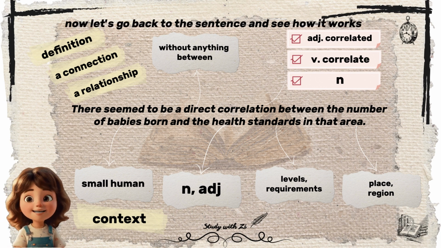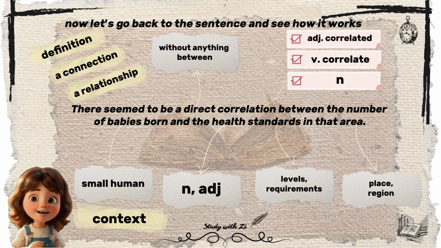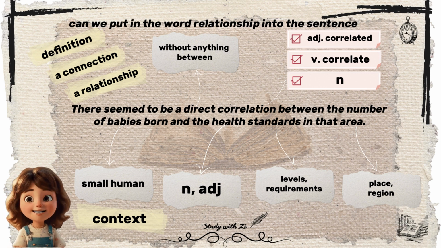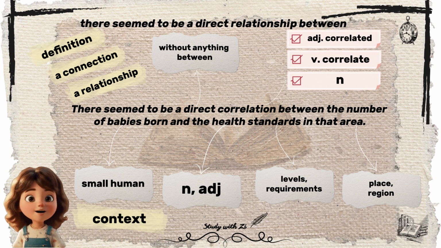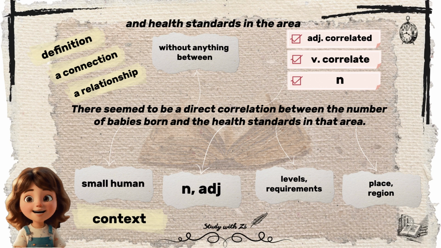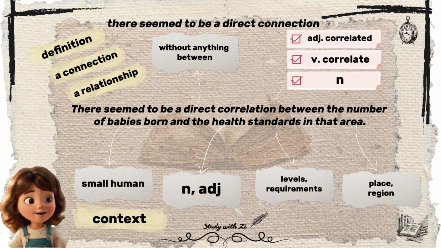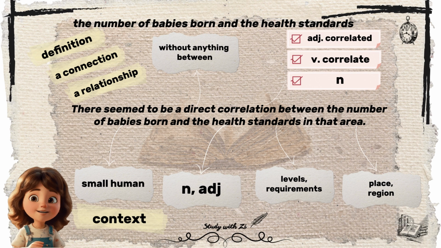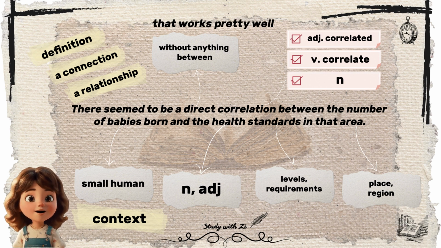Now let's go back to the sentence and see how it works in a sentence. There seemed to be a direct correlation. Can we put in the word relationship into the sentence? There seemed to be a direct relationship between the number of babies born and health standards in the area. Yes, that works perfectly. Awesome. There seemed to be a direct connection between the number of babies born and the health standards. Yeah, pretty well. That works pretty well.